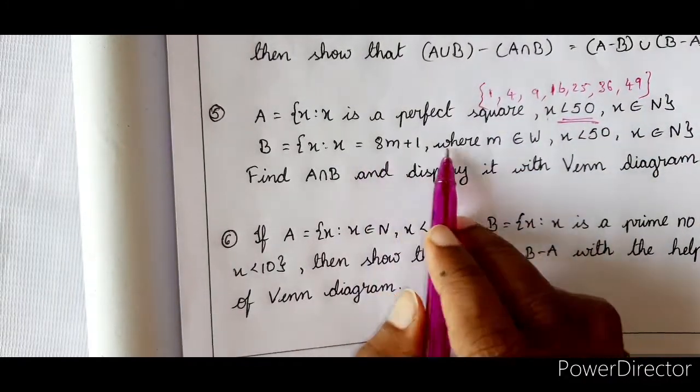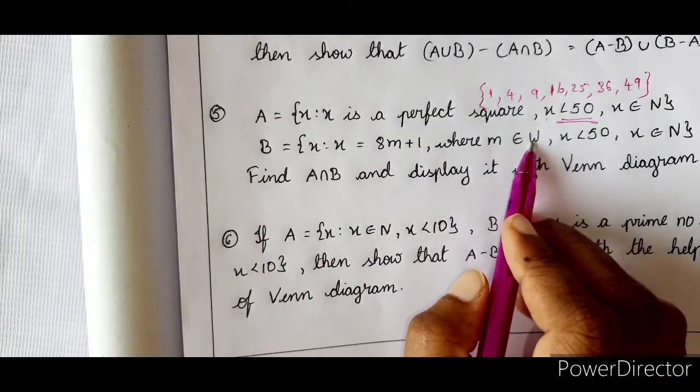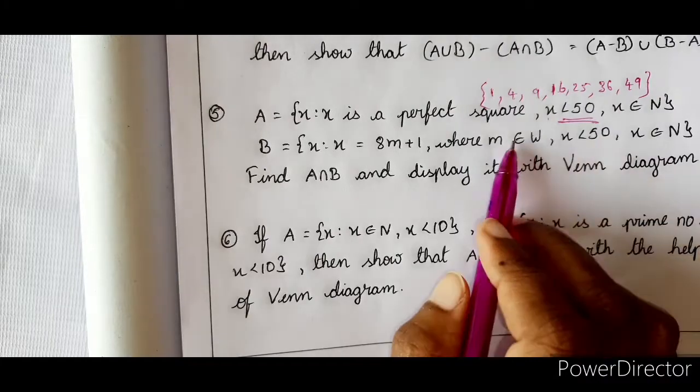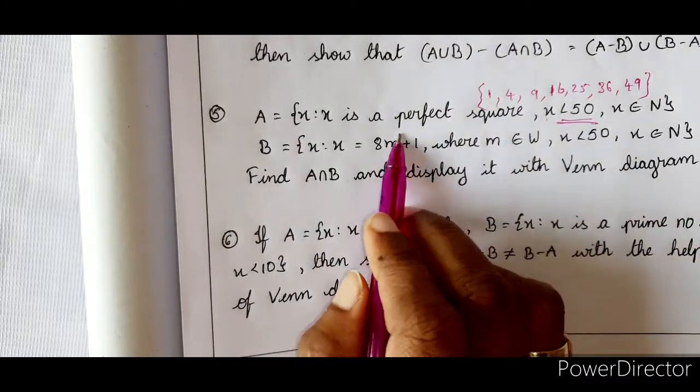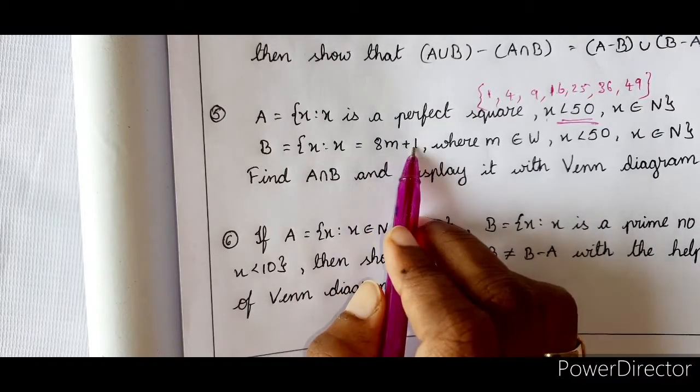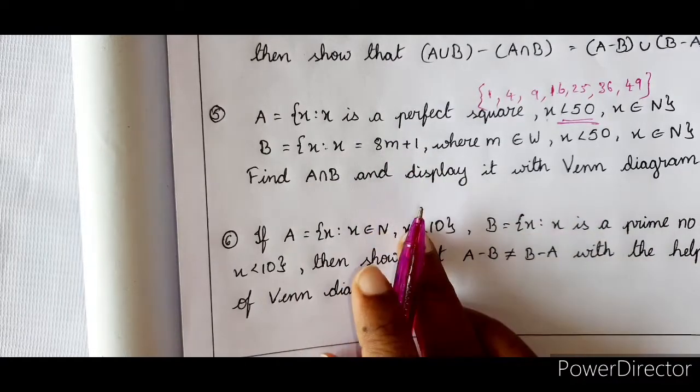And now 8m plus 1, where m belongs to whole numbers and x should be less than 50. So therefore m is a whole number. It is 0, suppose if we take, then it will become 1 like that. So I'll write here the steps.